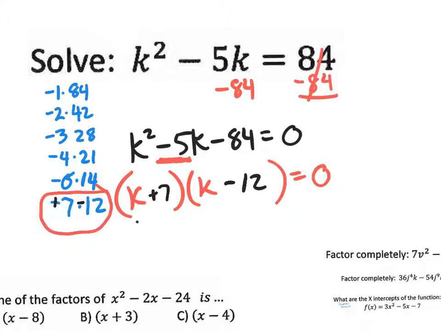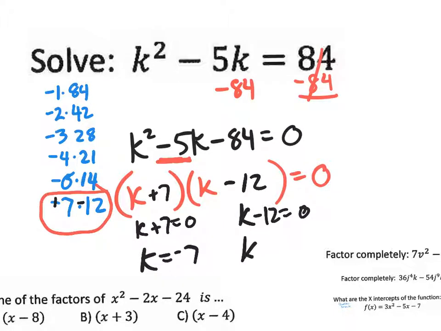And when you split them, you'll have k plus 7 equals 0, k minus 12 equals 0. So your two answers are k equals negative 7 and k equals positive 12. Those are the two answers for that one.